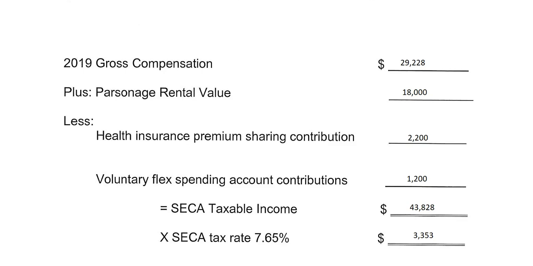Please be aware that the parsonage rental value and parsonage furnishings allowance are two different numbers. While both amounts are taxable for the SECA tax, for other payroll taxes, they have different taxability rules. View the pastoral compensation for a pastor residing in a church-provided parsonage video for a detailed discussion of the differences between the parsonage furnishings allowance and the parsonage rental value.